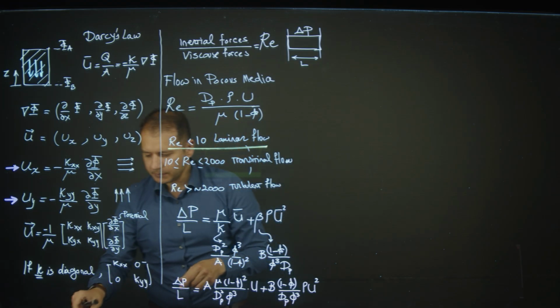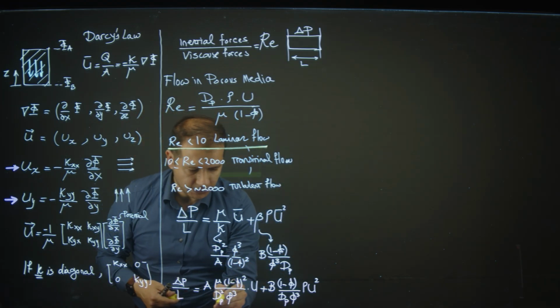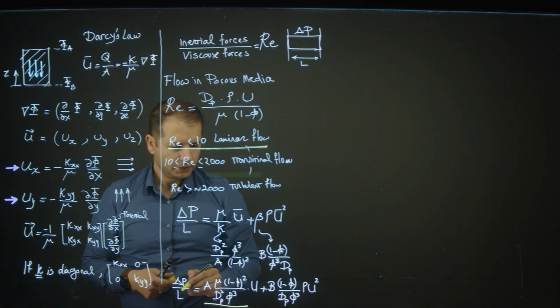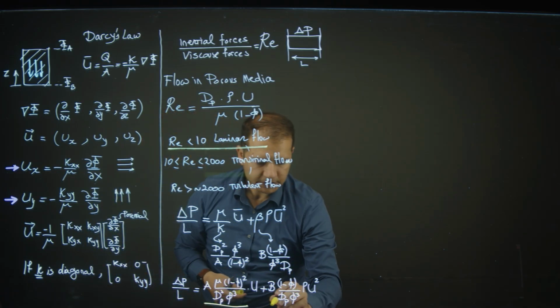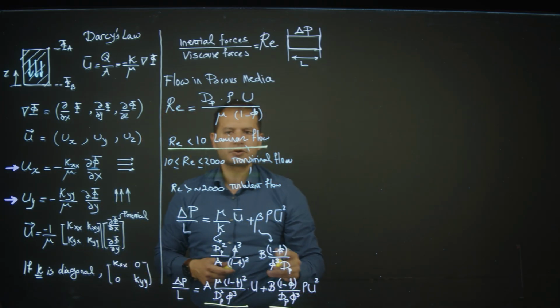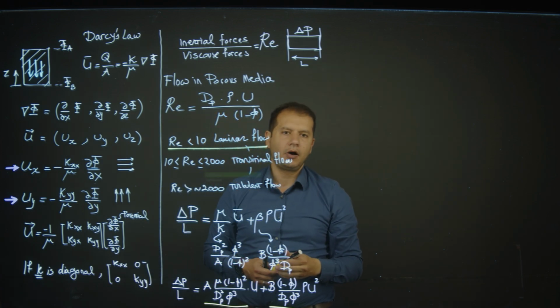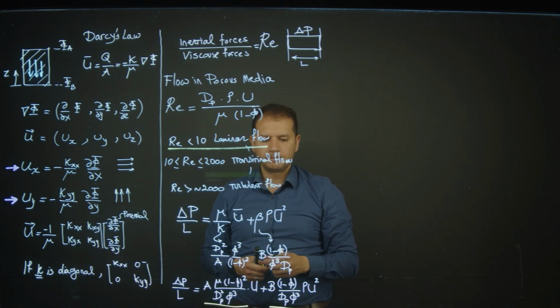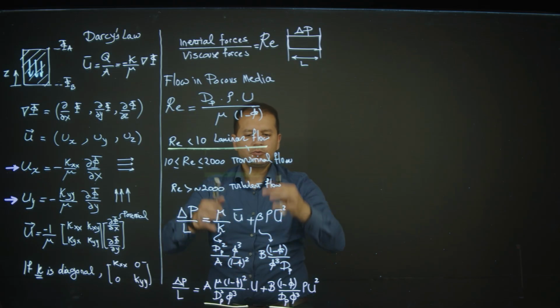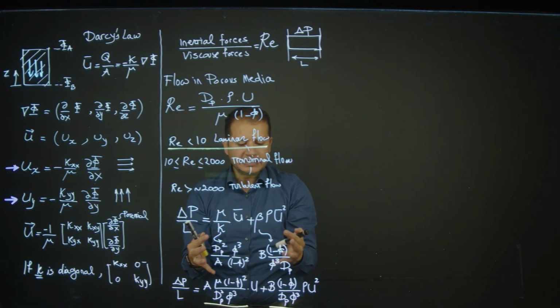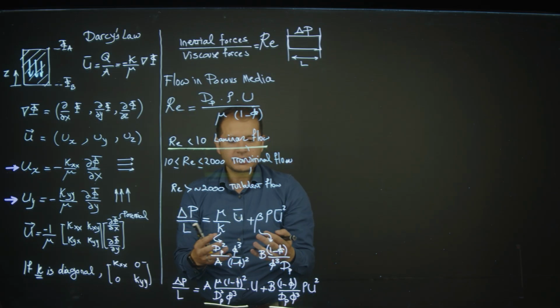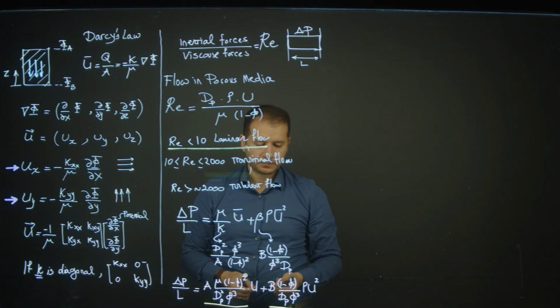So the first term is nothing else than just the Darcy law. And the second term is the correction when I have Reynolds number high enough that my inertial terms are also considerable. Now I would like to arrange them all into a neat way so that I can make analysis.